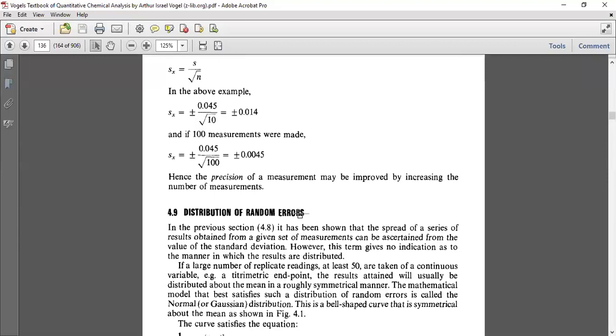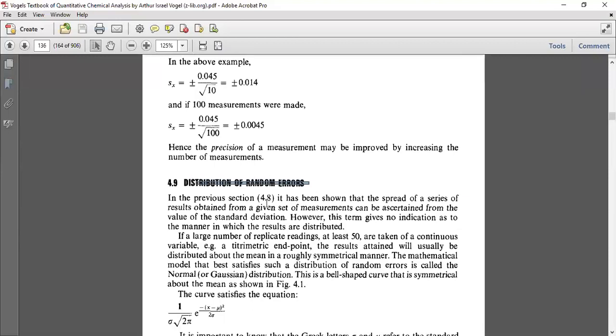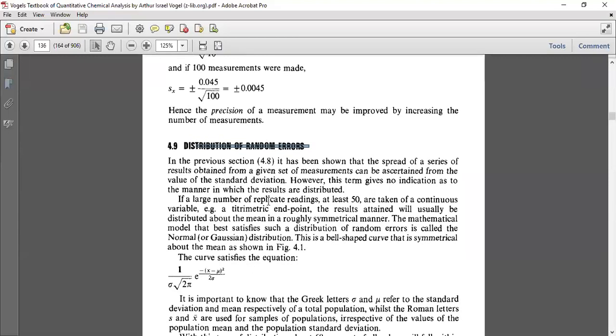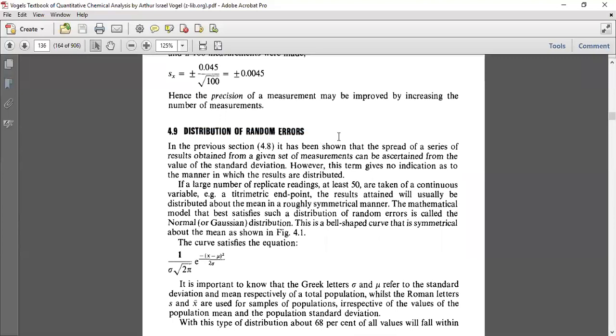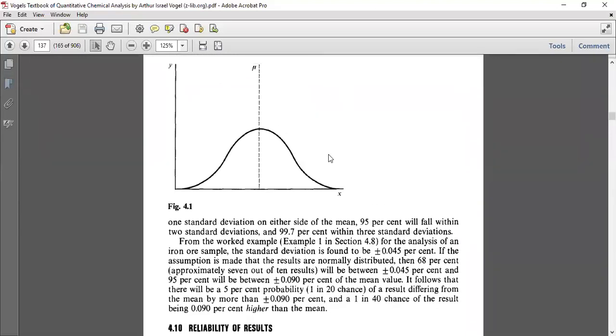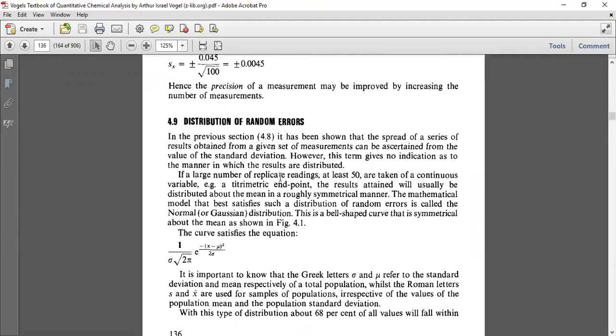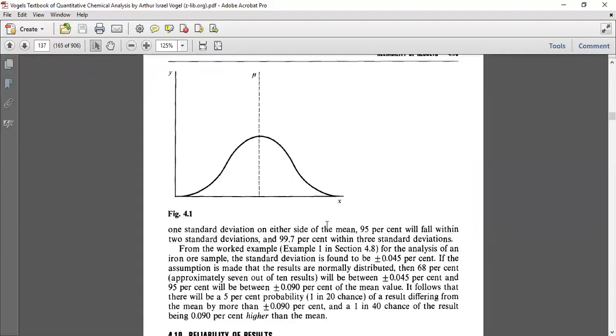Then we have seen distribution of random errors. Whatever analytical experiment we are doing in a lab, for example a titration, the observations we get will all lie on this Gaussian curve, isn't it? This is the mean value, and whatever observations there are will lie about this mean value.